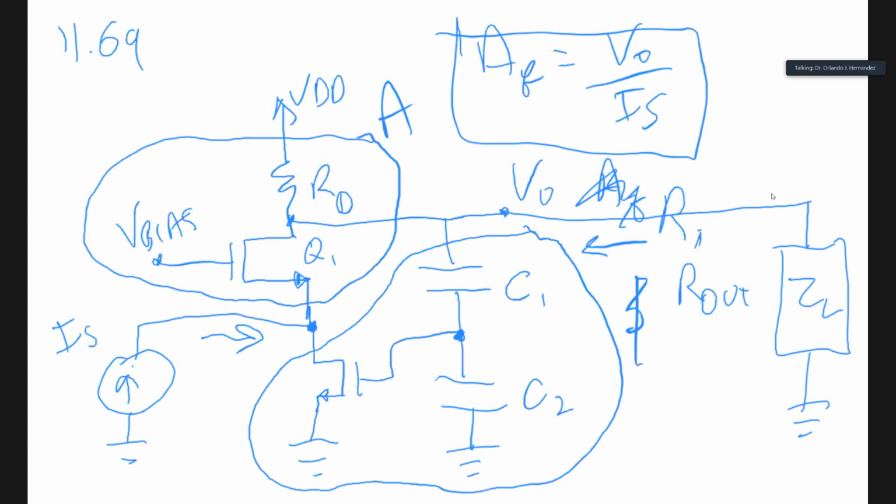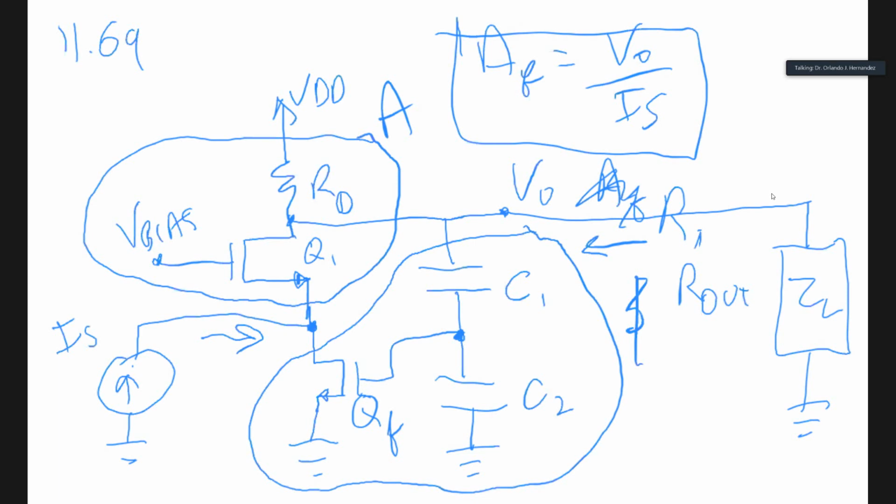And they want us to find these quantities for this is QF and this is Q1. So they give us some GM values. GM1 is 5 milliamps per volt. GMF is 2 milliamps per volt. We have values for the capacitors of 0.9 and 0.1 picofarads, C1 and C2 respectively. And the value of RD given is 10 kilo ohms. Okay.